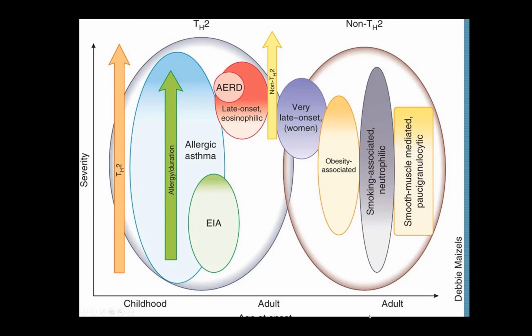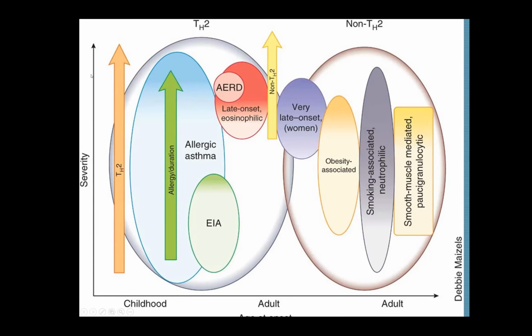So this is the basic overview of asthma currently. And I think this is the most important slide that we have. So let's just run through it again because it really encapsulates much of the story right now. On the x-axis, we have age of onset. So you have childhood onset, adult onset, and then on the y-axis, you have severity of disease.